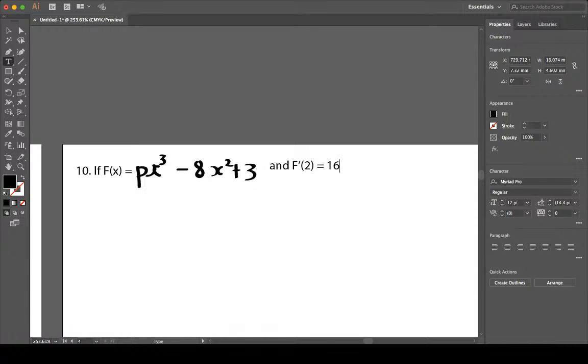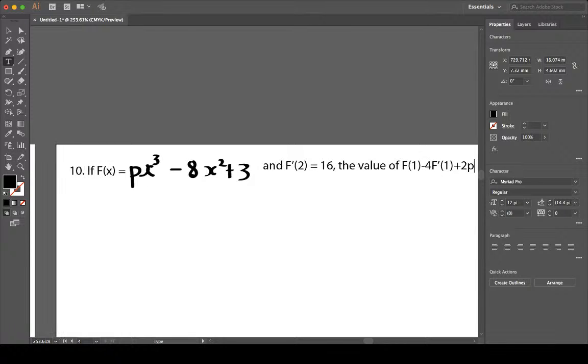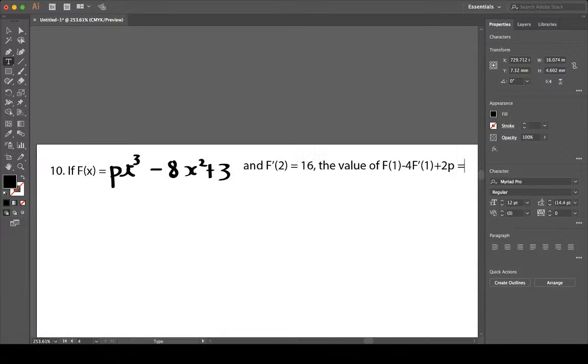So the value of f of 1 minus 4 f derivative of 1 plus 2p equals to something. So let's actually solve this.